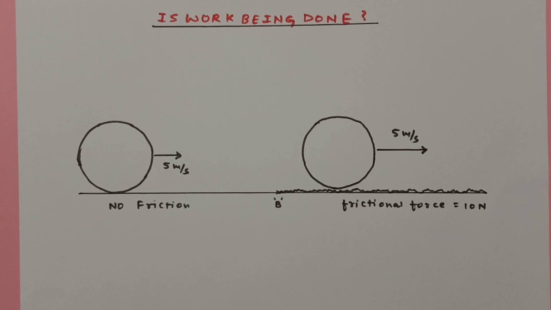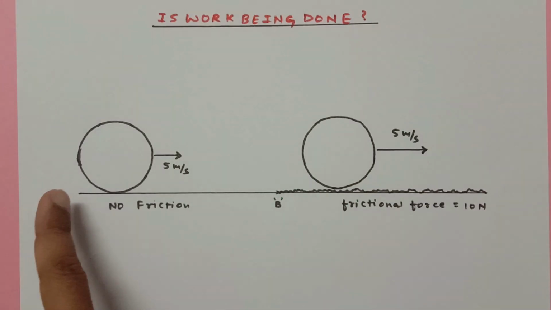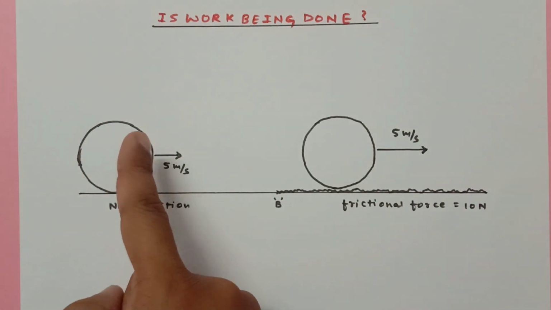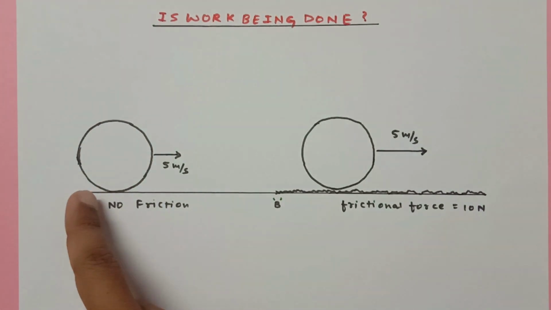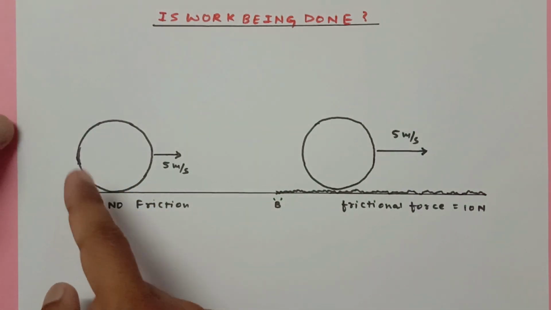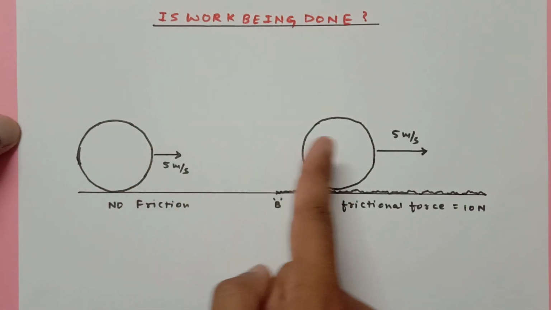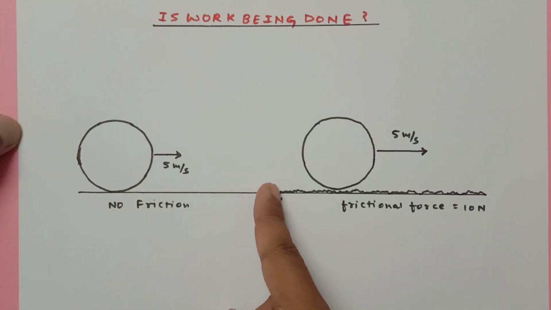So guys, now let's wind up the class by a small problem. The problem is the ball moves with the constant velocity from here till region B on a frictionless surface. So no external force is being applied. So there won't be any effect on this velocity of the ball in positive x direction till point B.